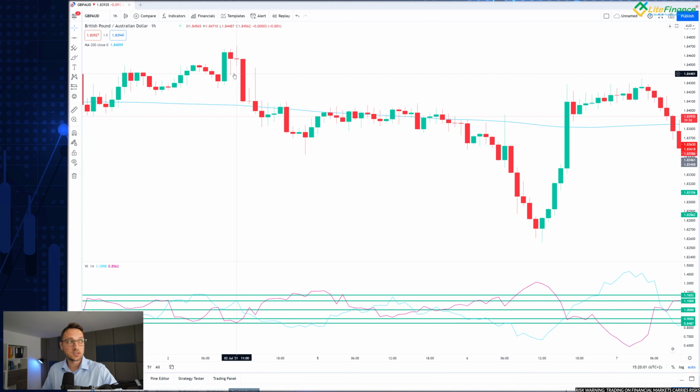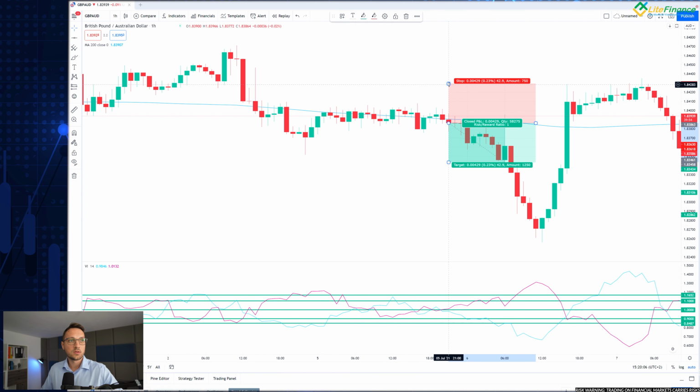So let's check this trade. So yeah, let's mark it with this tool. Let's mark the stop loss, which would be over here, which is the closest high to this point. We have 22 pips, 23 pips as stop loss.